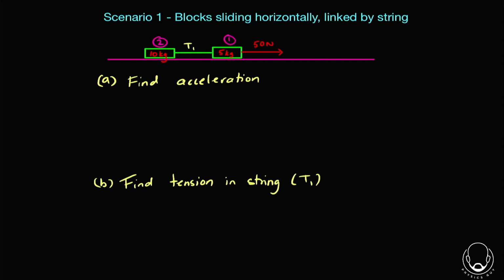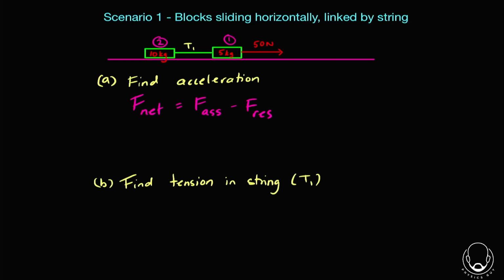When it's asking us to find acceleration, we need to understand it's talking about the acceleration of the entire system. So we can treat this as the 10 kilo, 5 kilo block system. We start by saying the net force is the assistive forces minus the resistive forces: the forces that are encouraging the motion of the system and the forces that are resisting the motion of the system.